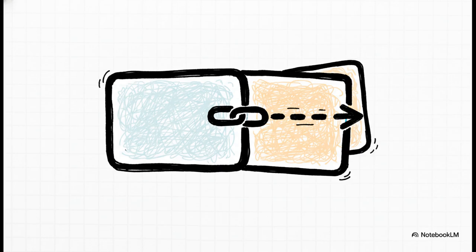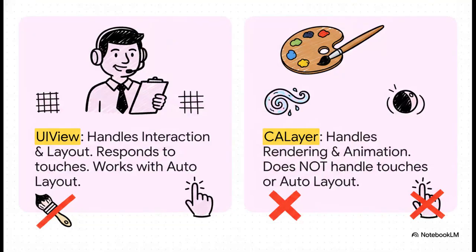And here it is. This is the secret connection. Every single UIView you ever create is automatically backed by its own dedicated CALayer. They're totally inseparable. And you can always get to the artist just by talking to the manager, using that one simple property, view.layer. This right here is the fundamental separation of powers. The UIView handles the what and the where, user interaction and layout. Meanwhile, the CALayer handles how it looks, the rendering and the animation. And notice this, the CALayer doesn't know a thing about touches or auto layout. That's just not its job.